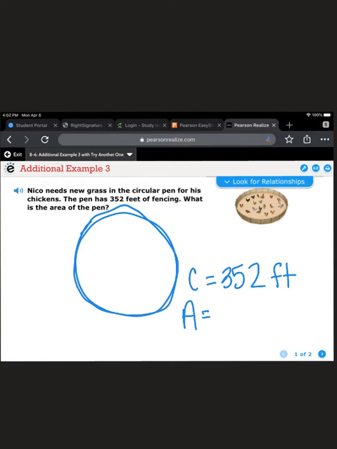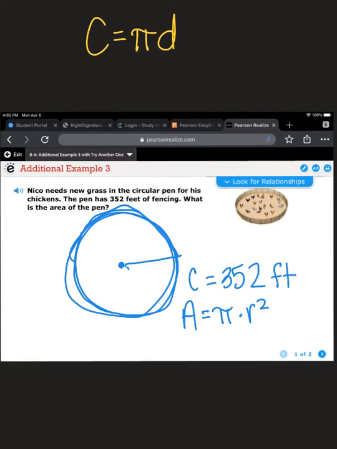Well, we know that area is calculated by multiplying pi times the radius squared. But 352 is not the radius. 352 feet is the amount of feet that's all the way around. So that doesn't really tell us the radius that we need to be able to calculate this area. So we're going to need to work backwards to be able to get the radius so we can find the area.